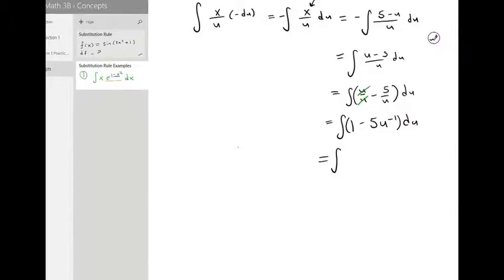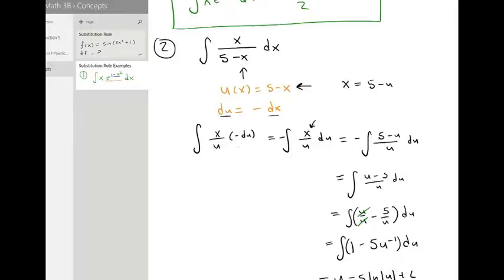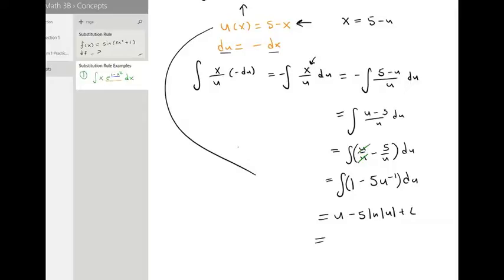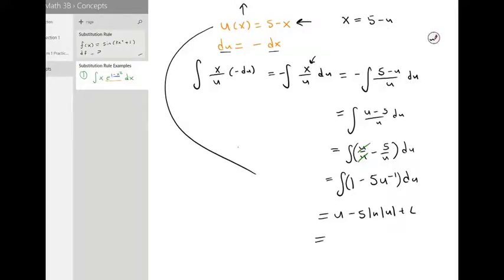The integral of 1 is u, and I used the differentiation rules for powers, not the integration rule. The integral of u to the negative 1 is ln absolute value of u, plus c. So now we plug in our u. Our u equals 5 minus x.